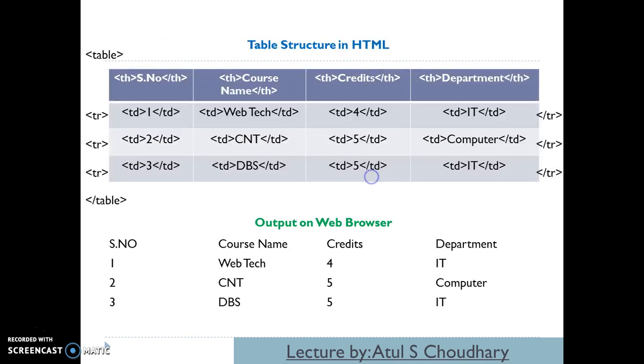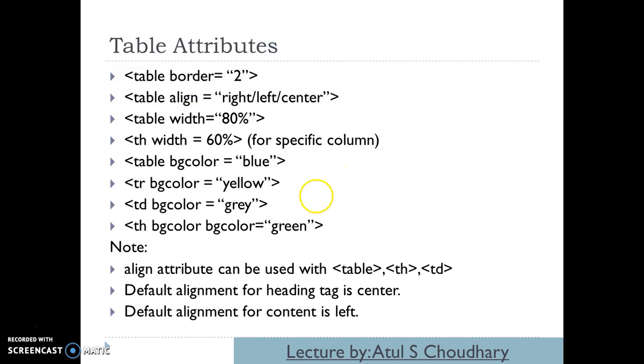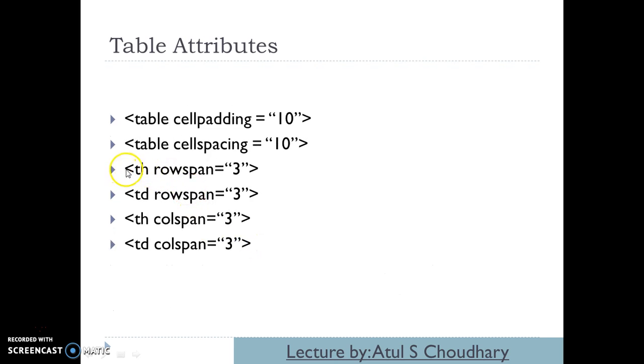All these things we have discussed. So we have seen various attributes so far, and now we are going to study row span and column span. Row span and column span are basically applied on the th heading tag and td cell tag. We'll see practically how these two attributes in a table can be applied.